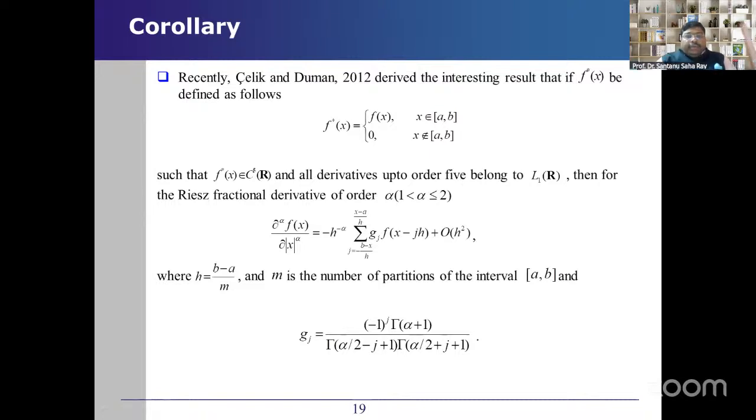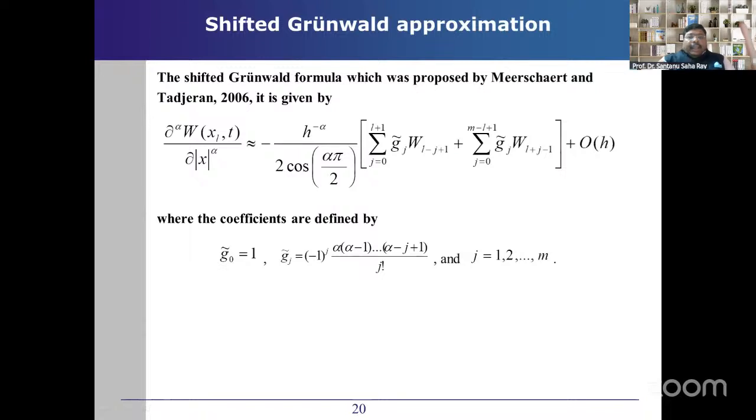In the year 2012, notable researchers Celik and Duman showed that if the function is defined in the finite domain a to b, then the Riesz fractional derivative can also be approximated using the fractional centered difference approximation given by this equation, and the order of this approximation is second order. And in the year 2006, the famous researchers Meerschaert and Tadjeran proposed the shifted Grunwald formula, which approximates the Riesz fractional derivative, but the order is first order approximation.